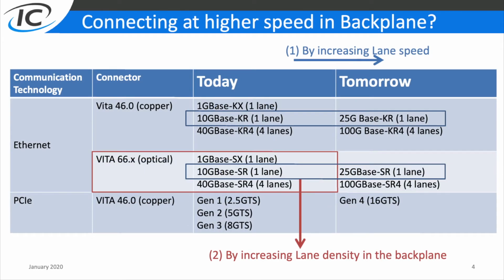So if we focus on the backplane bandwidth for now, how can we increase the communication speed in the backplane? Both Ethernet and PCI Express use bidirectional channels called lanes to transfer data. One solution would be to increase the lane speed. For example, for Ethernet today, it's pretty common to find lanes that can carry a 10 gigabit Ethernet signal. We could enhance these lanes to carry a 25 gig Ethernet signal instead.